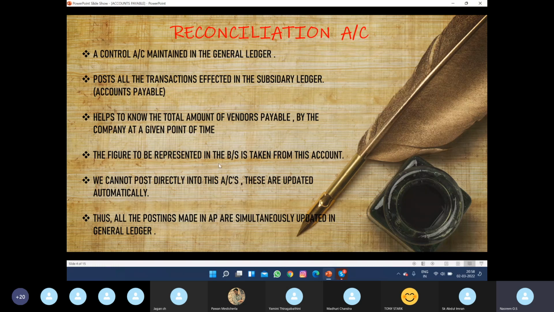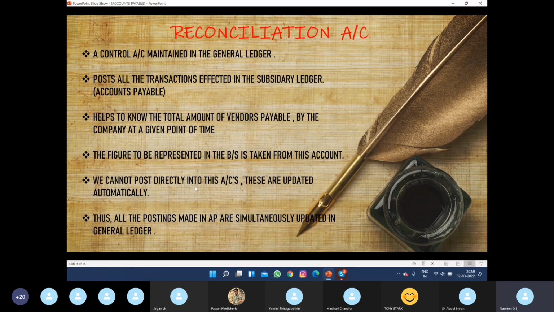The figure to be represented in the balance sheet is taken from this account. As we have seen earlier, the general ledger maintains the balances. So where does the general ledger extract those balances from? It is from the reconciliation account. This reconciliation account can be maintained either for customers or vendors or assets, etc. But we are speaking about the vendors reconciliation account. So here the sundry creditors balance is taken from this reconciliation account of vendors.